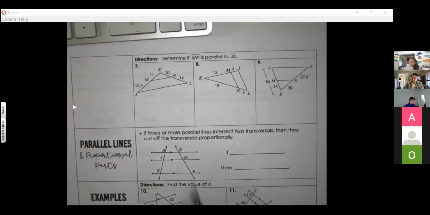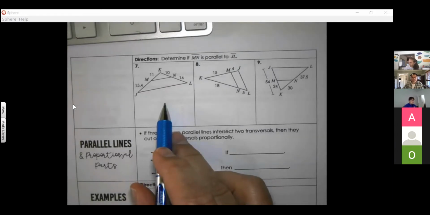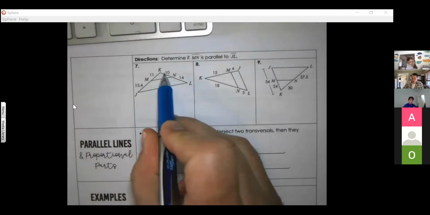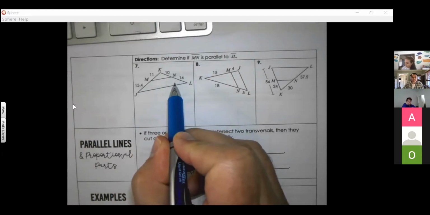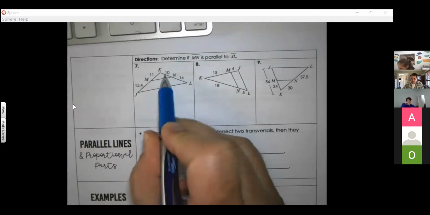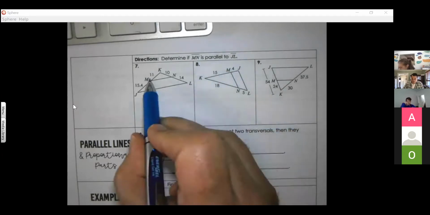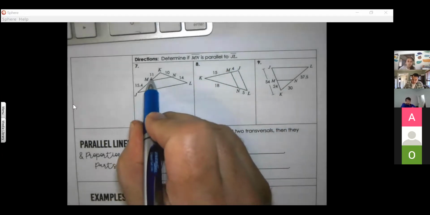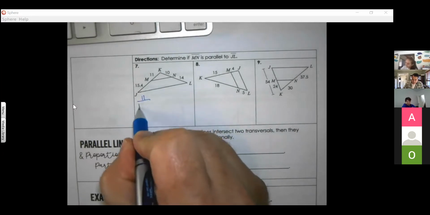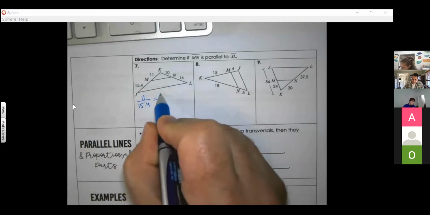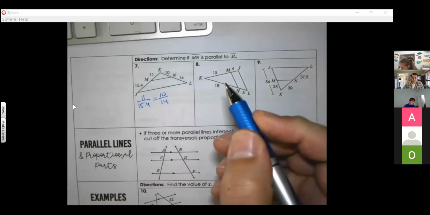It begins with the converse of what we just did. What we previously said is if these lines are parallel, then these sides are split proportionally. So now what we're saying is if the sides are split proportionally, then the lines should be parallel. So let's see if the sides are split proportionally. I'm going to say 11 is to 15.4 as 10 is to 14.